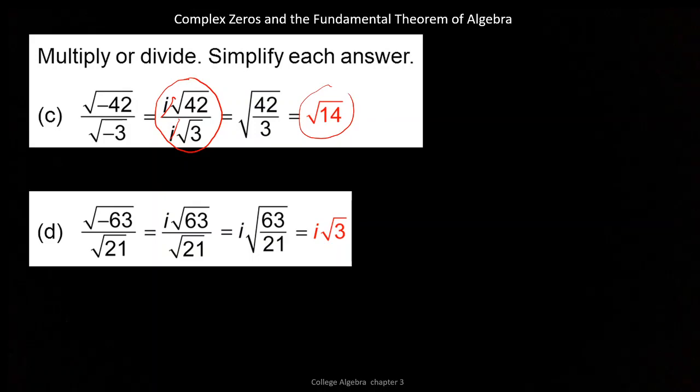Now, here's another one. We have a square root of negative 63 over square root of 21. Now that is written this way, but the square root of 21 is just square root of 21. So we keep the i, and we put these under one radical. And 63 over 21 is 3. So this is i square root of 3.